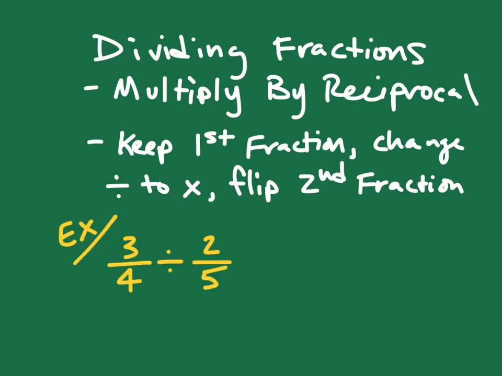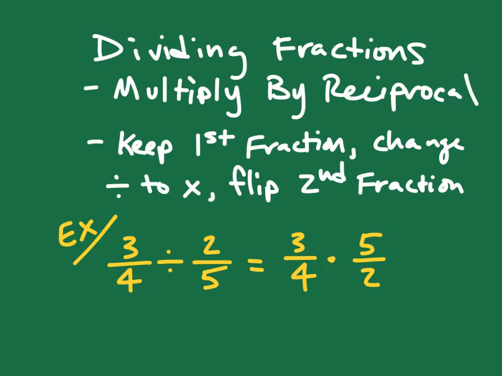So let's say that I have the number 3/4, and we're dividing that by 2/5. So 3/4 divided by 2/5 can be rewritten as 3/4 times 5/2. Remember, all I did was I kept my first fraction the same, I changed my division sign to a multiplication sign, and I flipped my second fraction. Then all we have to do is a multiplication problem, and that's something that we've already done.